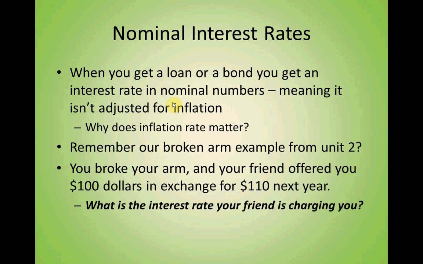Well, because remember, we know that nominal isn't the same as real, and if price index changes, $1,000 today means something different than $1,000 5 years from now, especially if inflation is 2 to 3% every year. So think about our broken arm example. I'm just pulling that same example from Unit 2 that I gave you before. You broke your arm, and your friend offered you $100 today because you didn't have money to go to the ER or whatever. So your friend offered you $100 today and said, the same day next year, you give me $110.